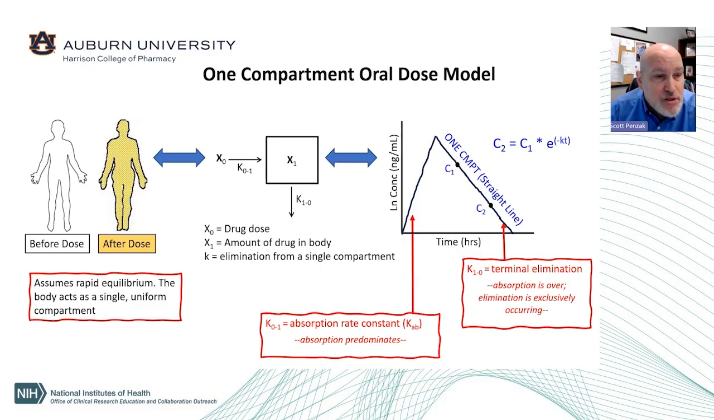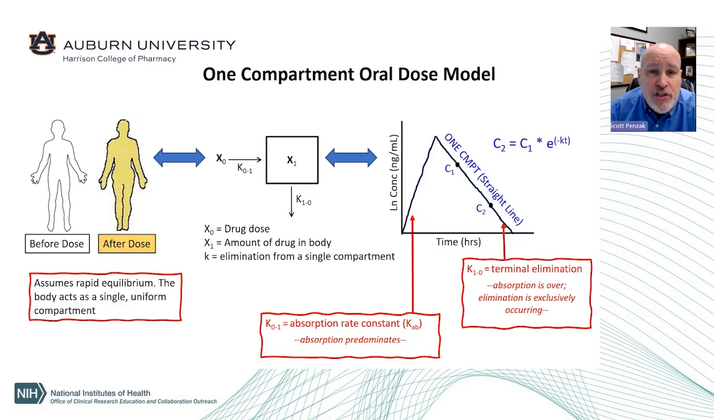So this assumes rapid equilibrium, a one-compartment model, where the drug is taken and it rapidly distributes throughout the body. The body acts as a single uniform compartment. Kind of think of the body as this one great big bucket that has a spigot here where the drug is eliminated from. So in this case, you have the dose being given, it goes into the first compartment, the only compartment, and it's eliminated. X1 is simply the amount of drug in the body. X sub 0 is the dose, and of course K1 to 0 is the elimination rate constant.